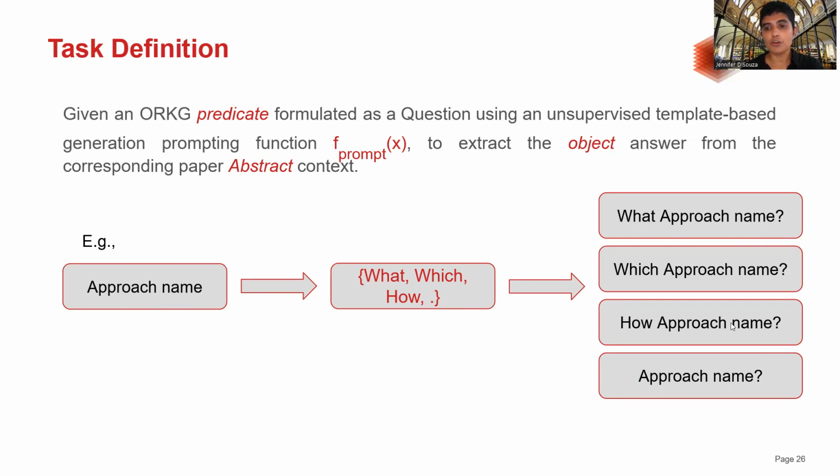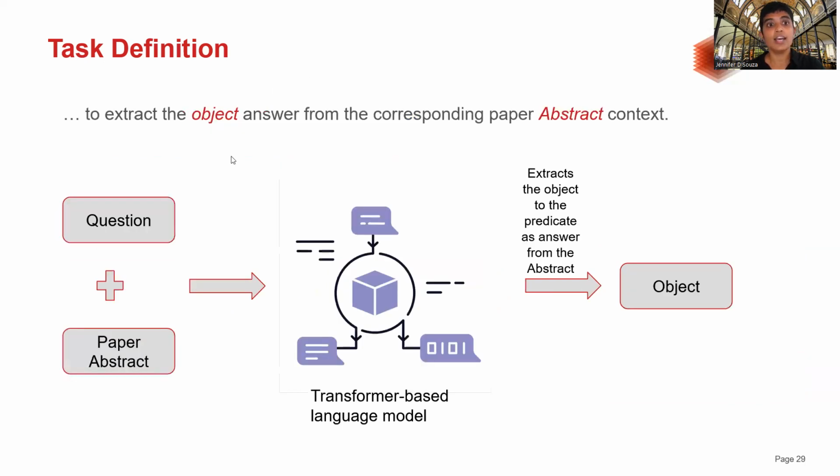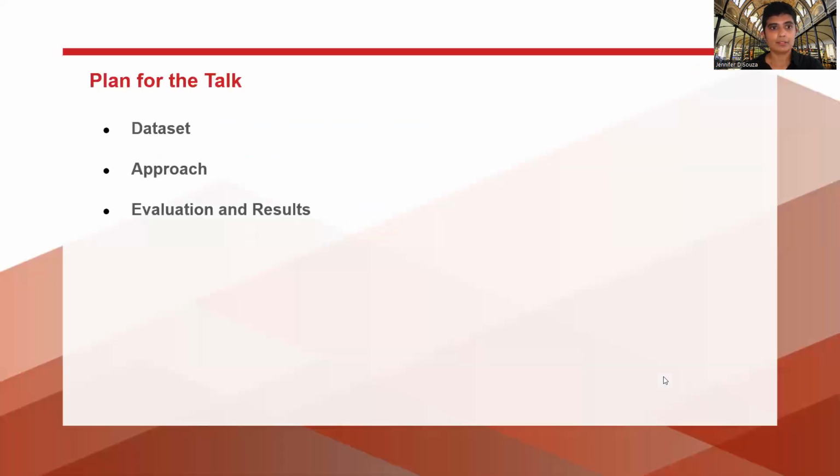So here are the 4 variants of question types generated by our unsupervised method. This method is inspired from Fabbri et al., who produced the work template-based question generation from retrieved sentences for improved unsupervised question answering. So that's the first part of the task. Given a predicate, we convert it into a question in order to extract the object answer from the corresponding paper abstract.